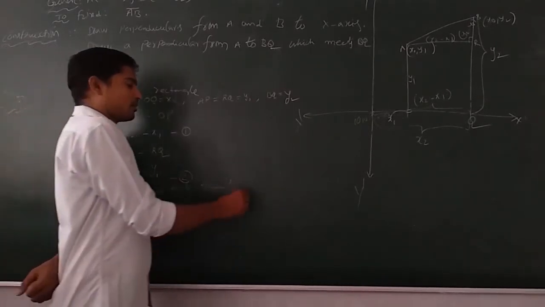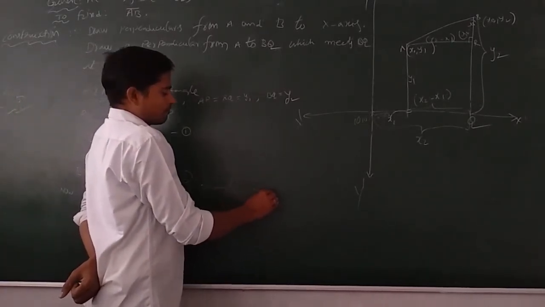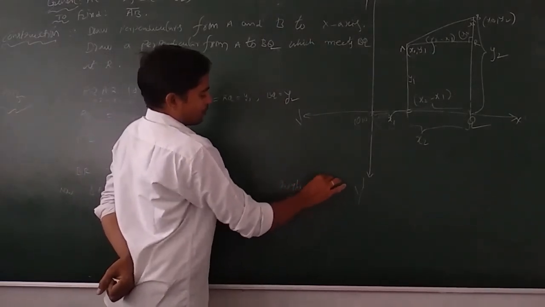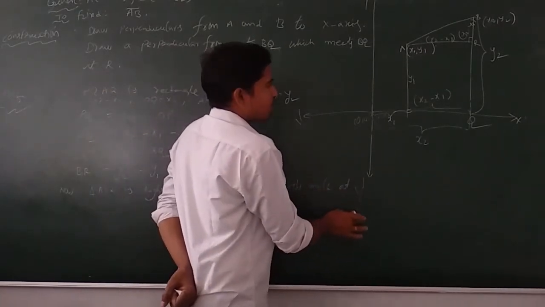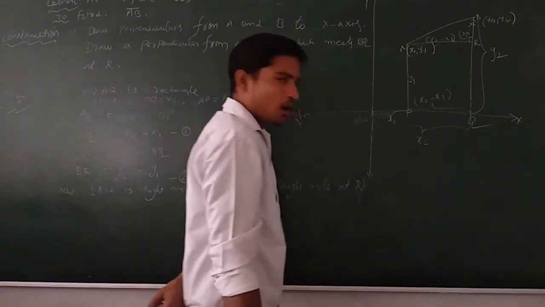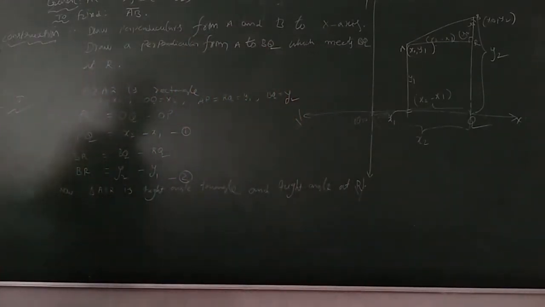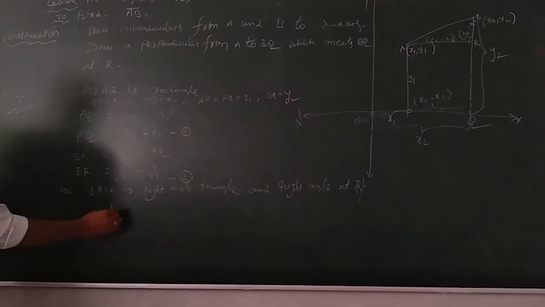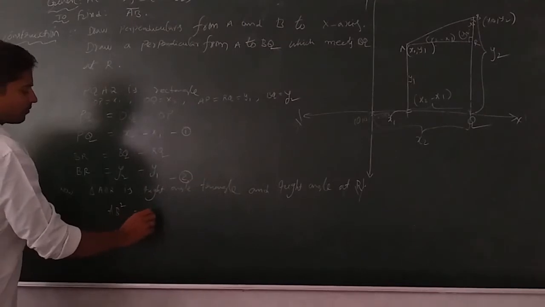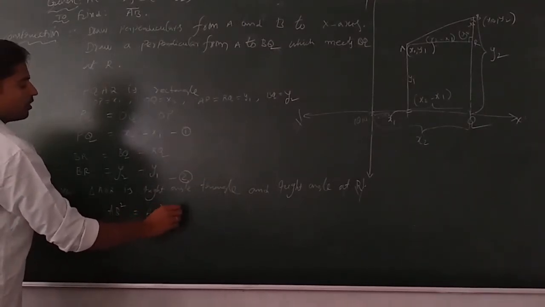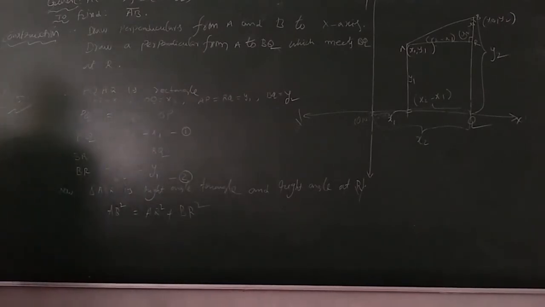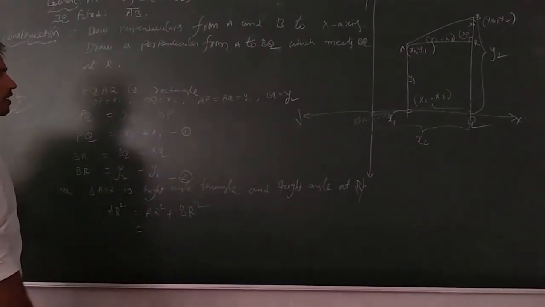And right angle at R. Right angle at R. So, AB square equal to AR square plus BR square. Right? So, what is AR here?